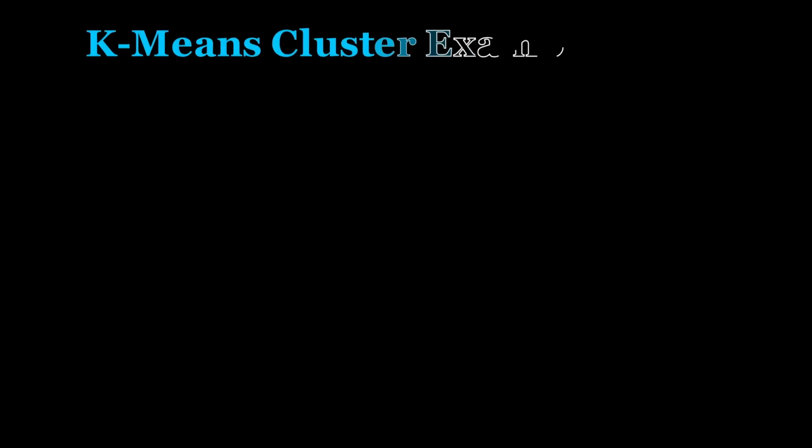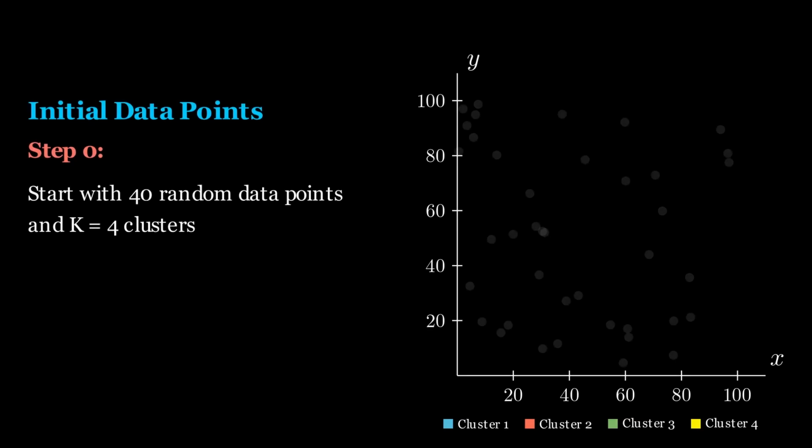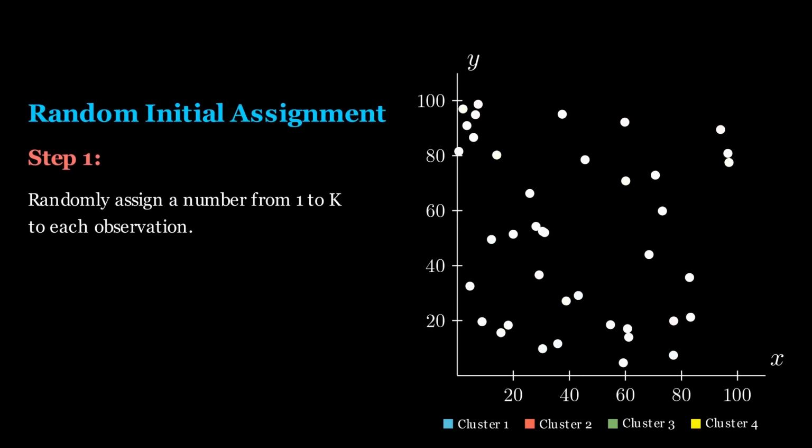Let's walk through a k-means clustering example with 40 random data points. We have 40 randomly generated data points, and we'll cluster them into k equals 4 groups. We begin with 40 unassigned data points, and we'll organize them into 4 clusters. Step 1. We randomly assign each observation to one of the k clusters. This gives us our initial cluster assignments.